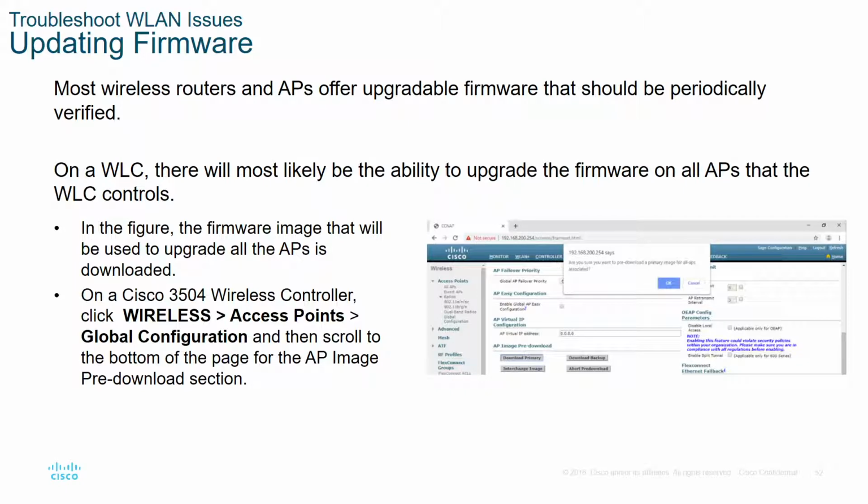Updating firmware. Most wireless routers and access points offer upgradable firmware that should be periodically verified. On a wireless LAN controller, there will most likely be the ability to upgrade the firmware on all access points that the wireless LAN controller controls. In the figure here, the firmware image that will be used to upgrade the access points is downloaded. On a Cisco 3504 wireless controller, we click Wireless, Access Points, Global Configuration, and then scroll to the bottom of the page for the access point image pre-download section.